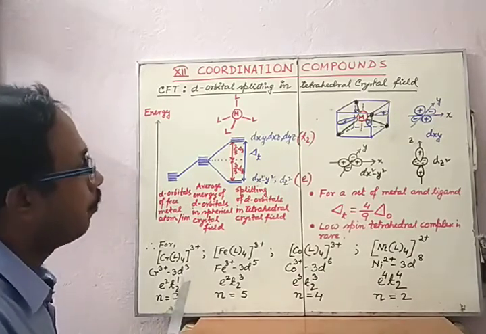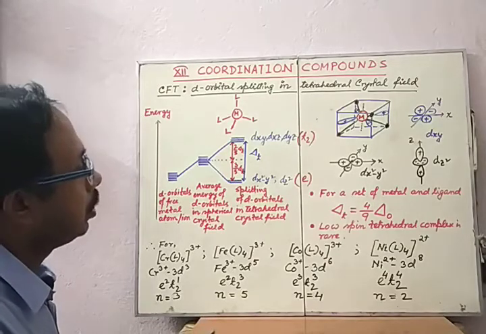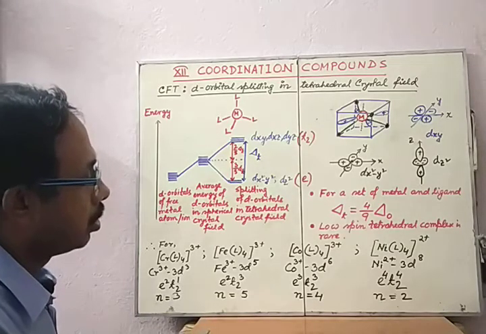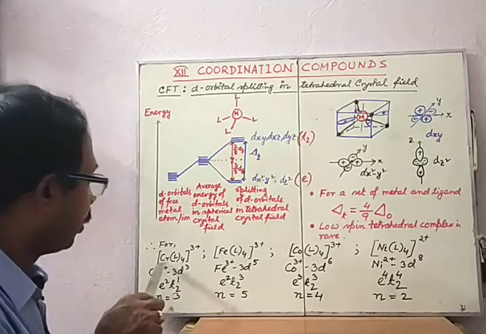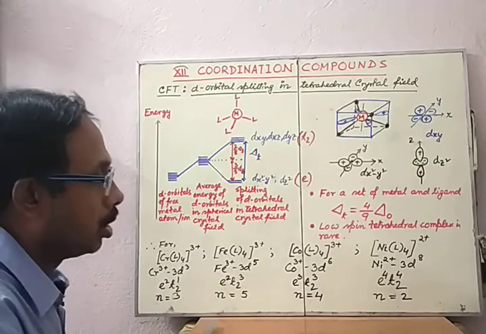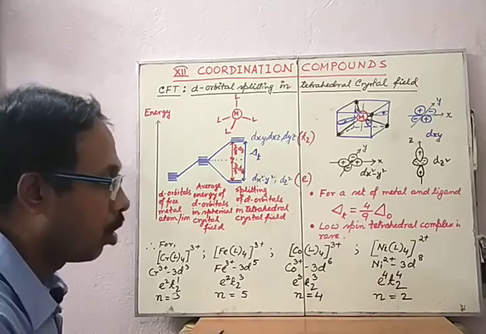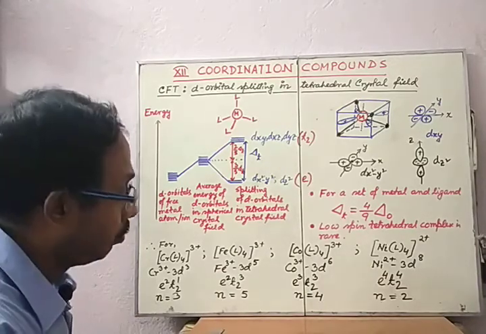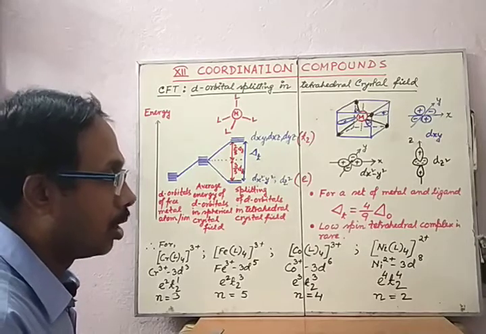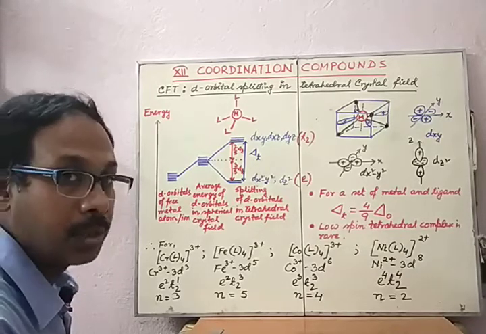So in this way, by using the crystal field theory, we can write the electron arrangement of the metal ion or atom in the complexes, and therefrom we can calculate the number of unpaired electrons, and from there we can calculate the magnetic moment of the complex also.